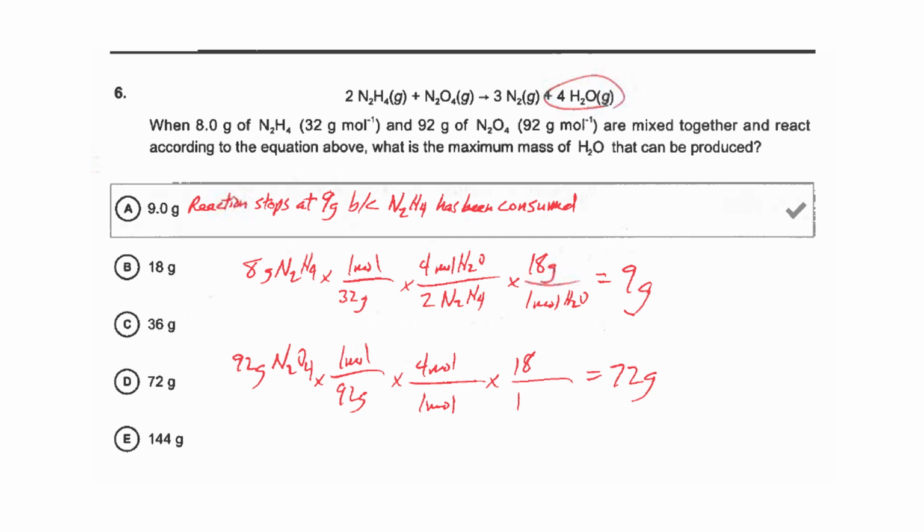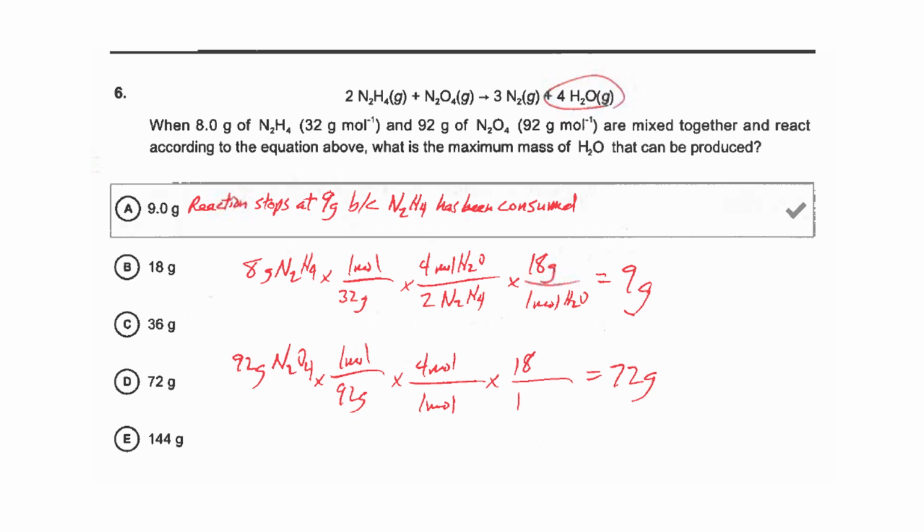All right, we have 2 reactants. We have hydrazine, N2H4, and we have dinitrogen tetroxide, N2O4. They're reacting together to make nitrogen and water. We're trying to maximize the mass of water. Well, we have 2 givens, so we're going to have to calculate 2 potential answers. And when we get those 2 answers, we're going to choose the smaller of the 2 answers because that's when the reaction would stop. So I worked both out, with my molar mass ratios and everything.